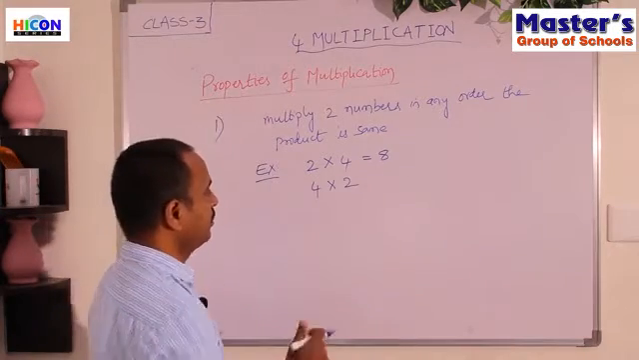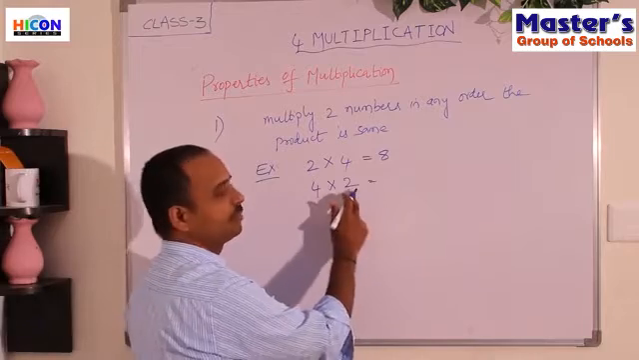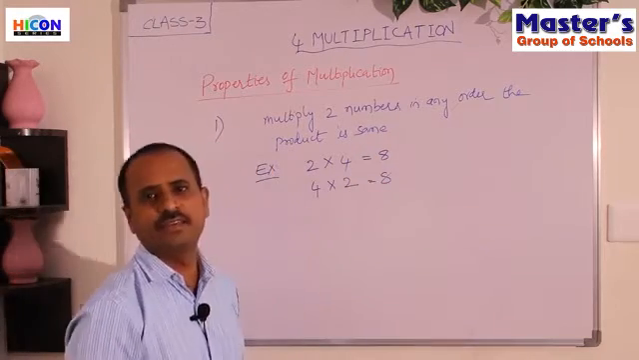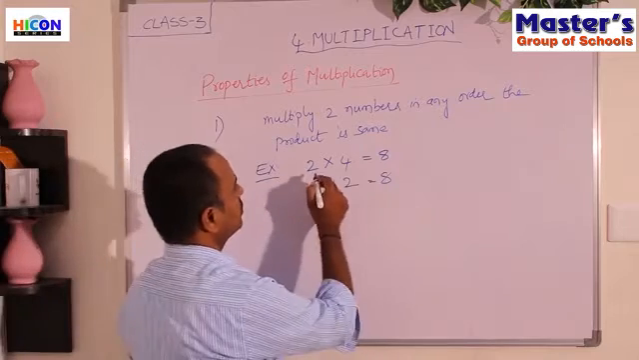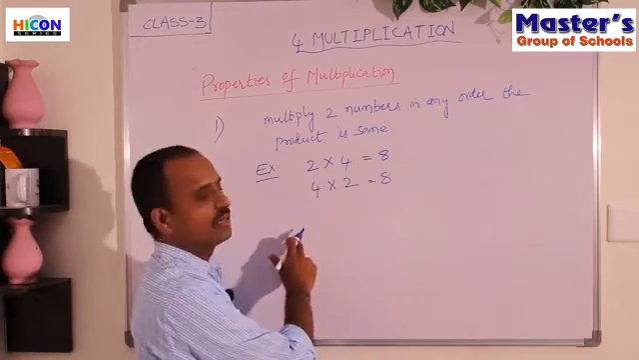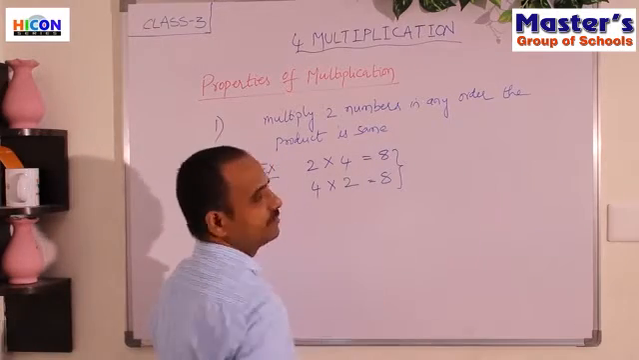Now multiply these two numbers. 4 2 jar. Children, how much? 4 2 jar again 8. So the product is again 8. So children, see. Here we have changed the order of the two numbers and again multiplied. We will get the same product.